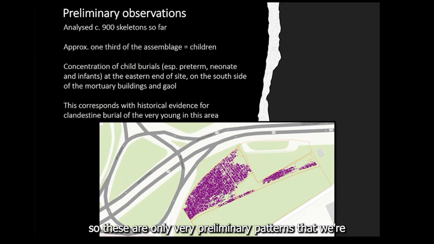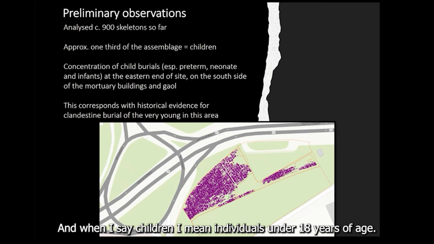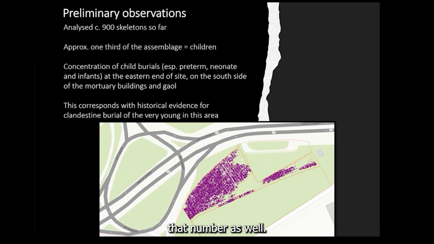So these are only very preliminary patterns that we're picking up in the data. These things might change when we've got the full set to look at later on. But at the moment, it's looking like about 1/3 of the assemblage are actually children. And when I say children, I mean individuals under 18 years of age. I should say we do have a lot of very young children within that number as well. A lot of them are actually concentrated at the very eastern end of the burial ground.